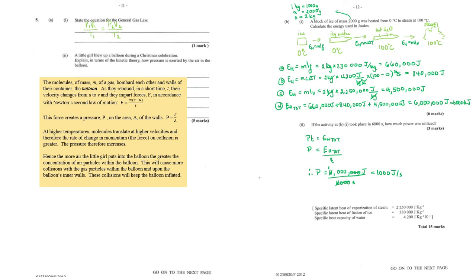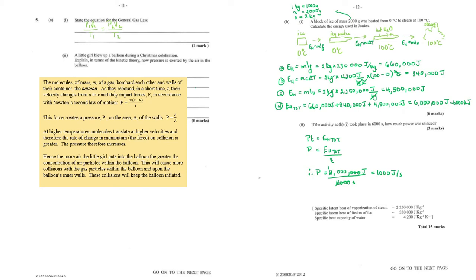Alright, here is another question. This is dealing with the gas laws, and it says state the equation for the general gas law. That's P1V1 over T1 equals P2V2 over T2. Now it says a little girl blew up a balloon during a Christmas celebration. Explain in terms of the kinetic theory how pressure is exerted by the air in the balloon.